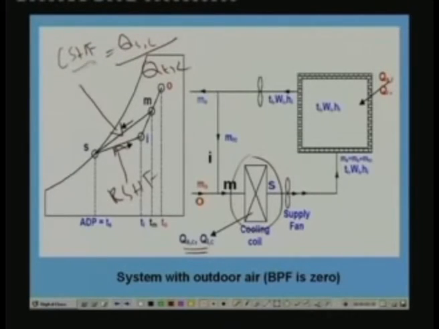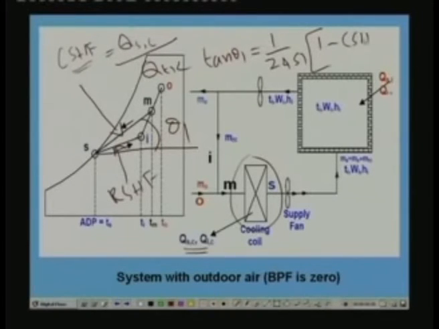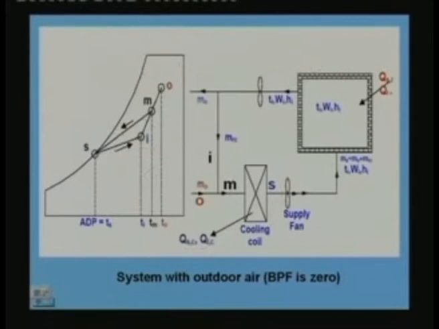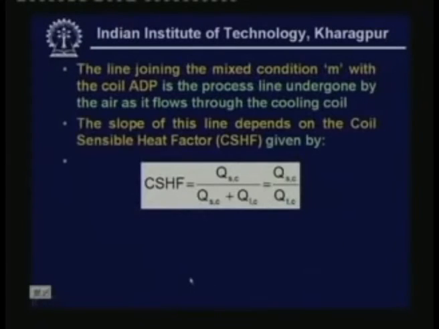Okay, so that will give you the coil sensible heat factor, and then you can find out the slope of this line. Let us say this is theta 1, then tan theta 1 is equal to 1 by 2451, we have seen this, times (1 minus CSHF) divided by CSHF. This we can find out from the coil loads, so you can find out the slope of this line now. So that is what is given here.